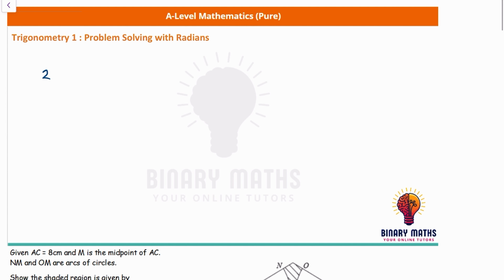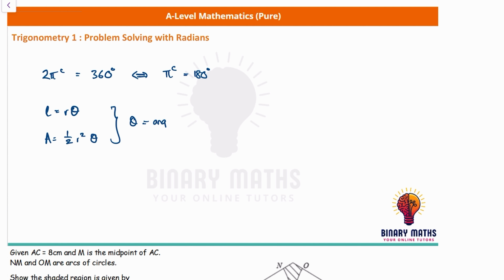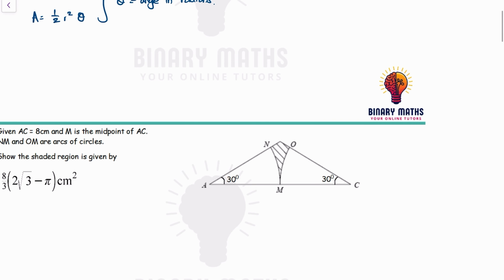So you must know that 2 pi radians is equal to 360 degrees, which is the same thing as saying pi radians is equal to 180 degrees. And the formulae that you need to know are L equals r theta and A equals half r squared theta, where theta is the angle in radians. So you must have it in radians or else these formulas would fall apart. Okay, so let's go through a few examples.